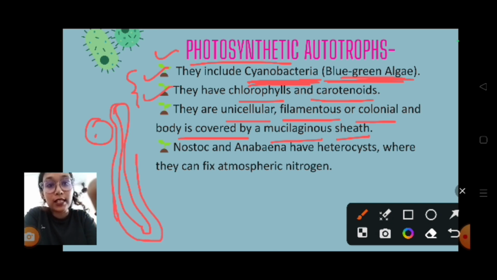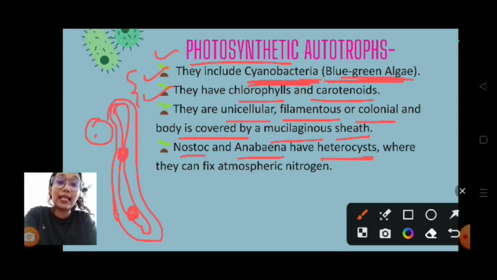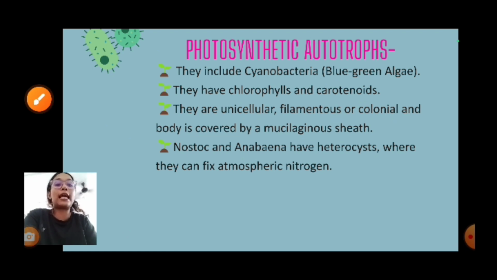Okay, it has a mucilaginous sheet. The next examples can be Nostoc and Anabaena. They have heterocysts, which are some cells in their body. These heterocysts help in fixing atmospheric nitrogen. So they have these cells in between, called heterocysts, which help in nitrogen fixing. In the next slide we'll see the diagram of Nostoc and Anabaena.